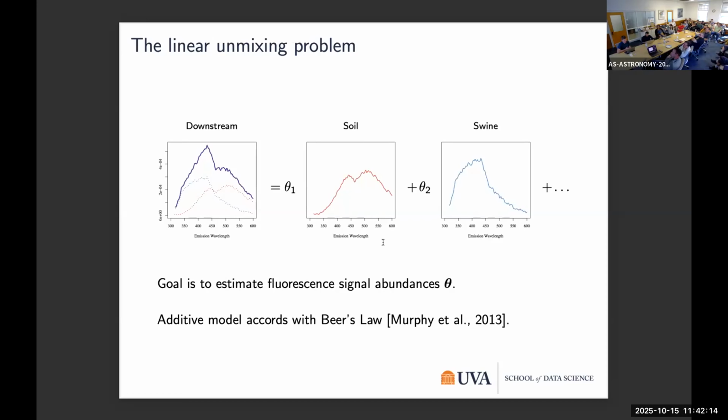All right, and that accords with, again, something from physics called Beer's law, which I will not try to explain to you guys, but this kind of allows us to assume an additive model in the world of statistics and say that that's somewhat realistic in reality. Okay, so we observe this purple line, and we want to estimate the abundances, theta 1 through theta k, the weights of this linear superposition.